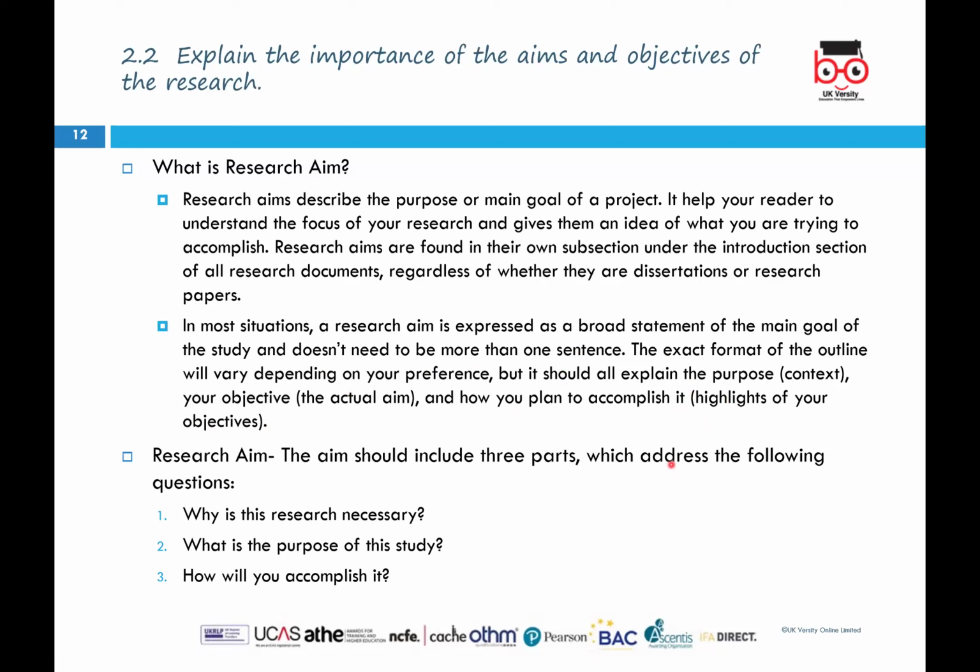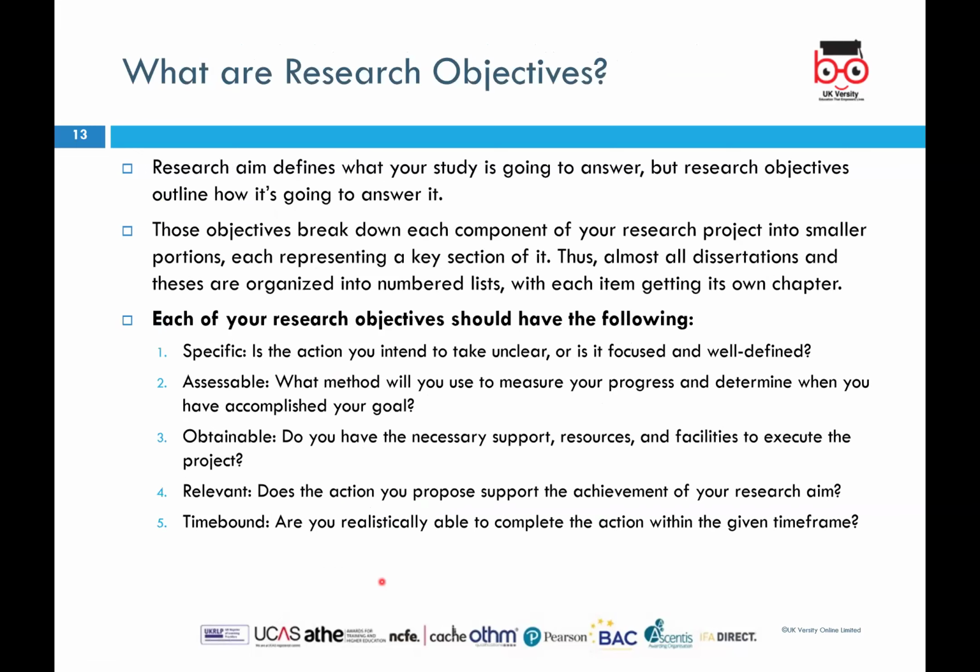Okay, so aims are broader. Objectives are more specific. The aim should include 3 parts, which address the following questions. Why is the research necessary? What is the purpose of the research, and how will you accomplish it? You would want to include all of these in your research aim. What are objectives? The research aim defines what your study is going to answer, but your research objectives outline how. If you want to achieve something, how is it going to be achieved through your research? That comes in your research objectives. Okay.